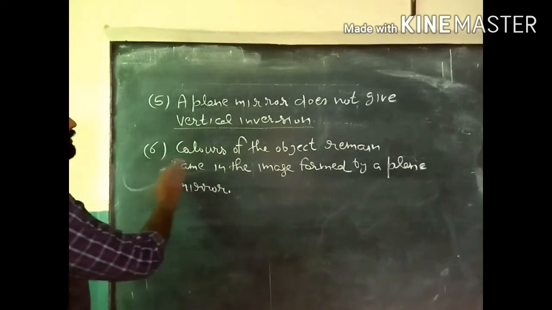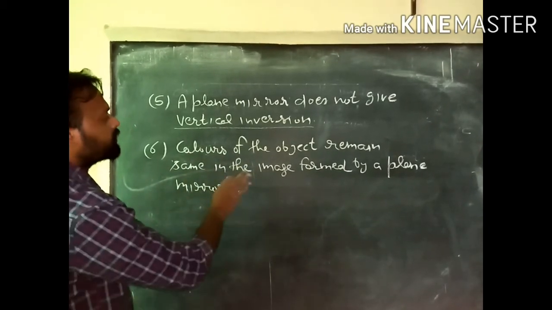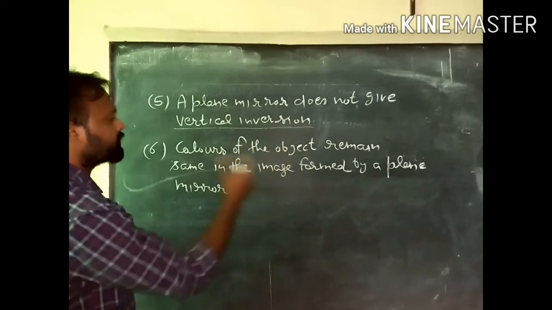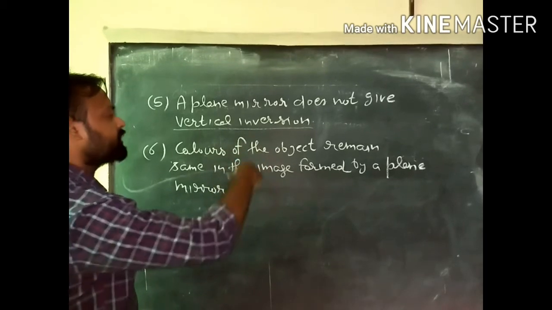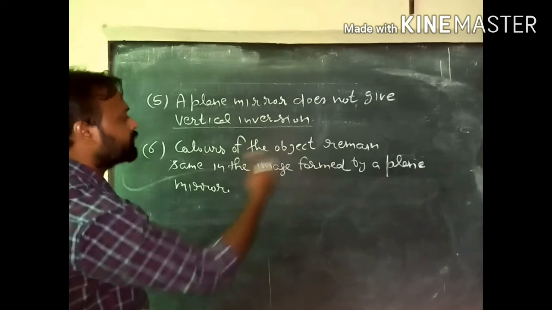So the next point is, colors of the objects remain the same in the image formed by a plane mirror. Of course the plane mirror cannot change the colors of the object either, meaning we see exactly the same image of the object and also the same colors of the object inside the plane mirror.